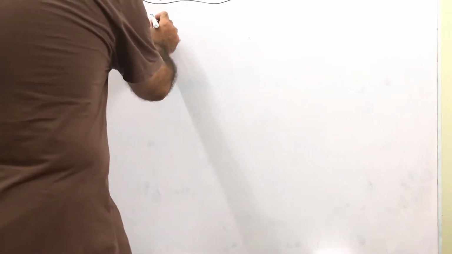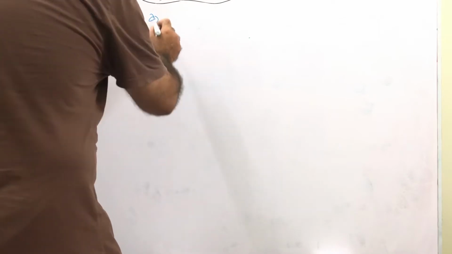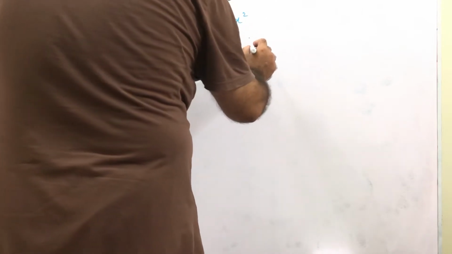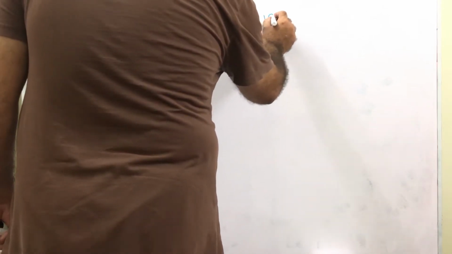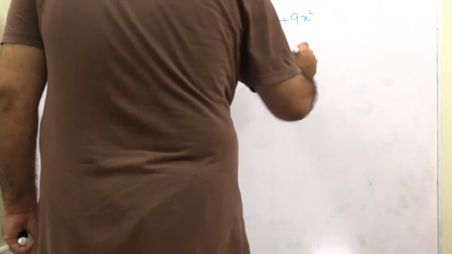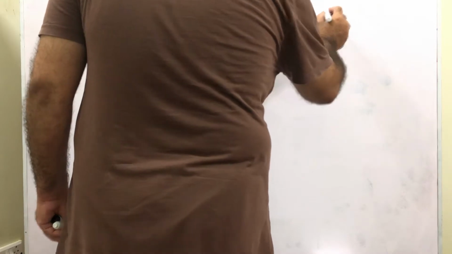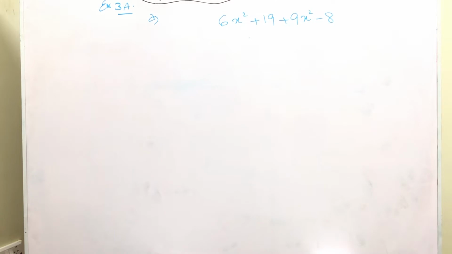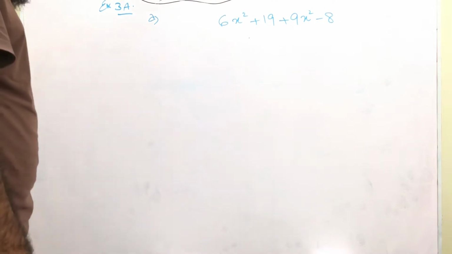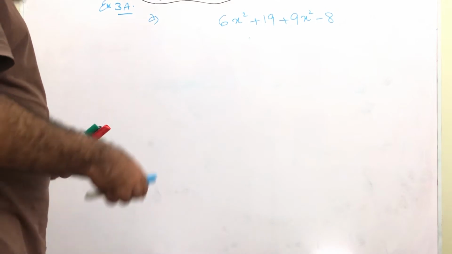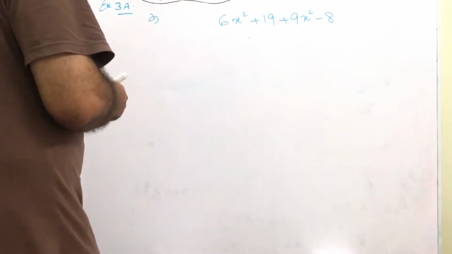Part A is 6x square plus 19 plus 9x square minus 8. Though for this chapter or this exercise we haven't gone through any formulas or any rules, we will be learning the use of rules while we are doing the questions, while we are solving the questions.